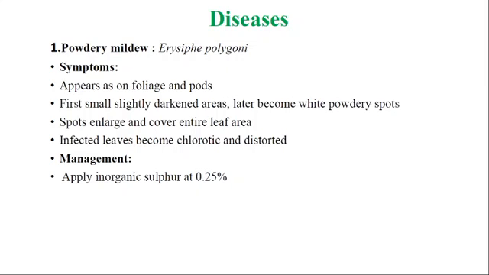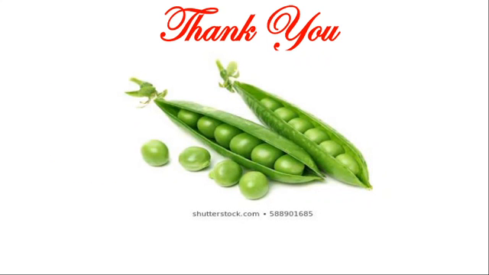So all these are the pests and diseases of the peas, which will decrease the yield. So friends, here we have considered the second vegetable, that is the pea, an important vegetable. So thank you for this.